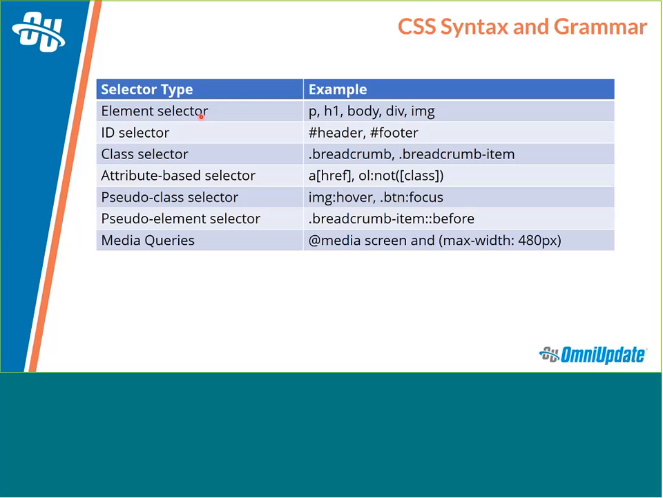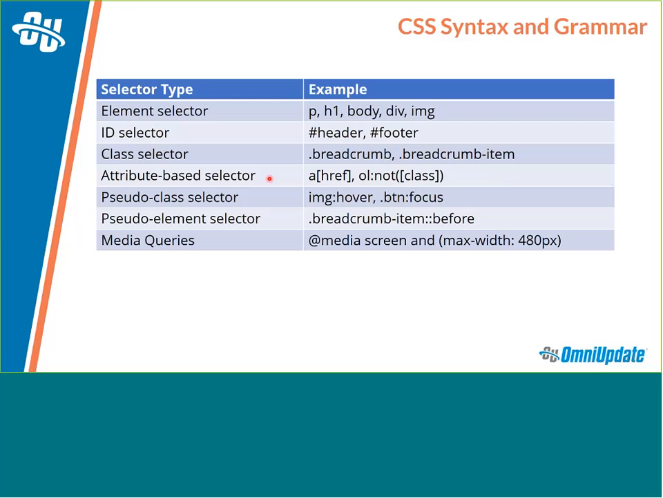In addition to the element selectors, we also have ID selectors, which are signified by the pound or hashtag key, whatever you want to call it. These two examples will apply a rule on the ID header and footer. And then classes. Classes are signified by a period in front of the name. So period breadcrumb means apply this rule to the breadcrumb, or any element with a breadcrumb class.